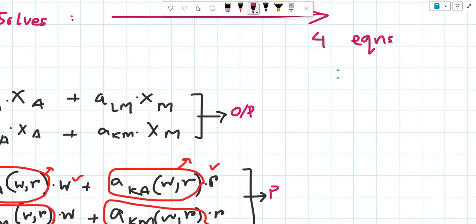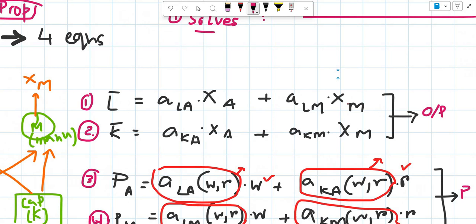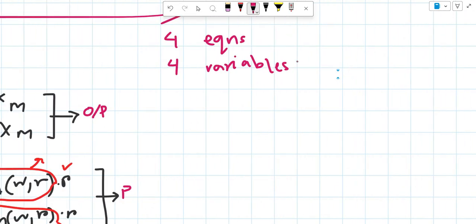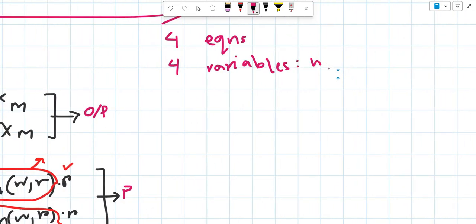Now, by a very popular algebraic theory, if we have 4 equations and if you want to solve the 4 equations, we need 4 variables, no less than that, no more than that. So, because we have 4 equations, we need 4 variables. Now, which are my 4 variables? In this model that I have, the 4 variables are actually the 2 factor incomes, so W and R, and the 2 outputs, XM and XA.